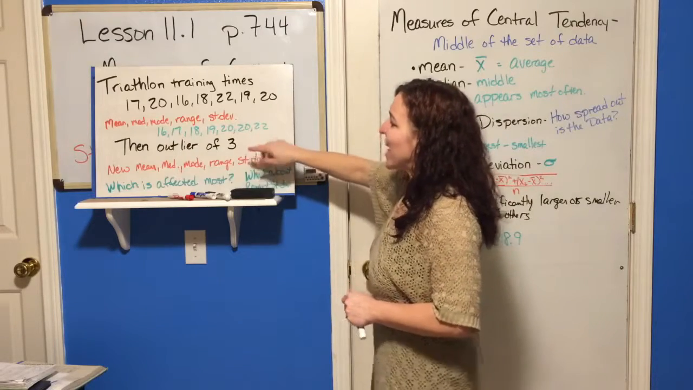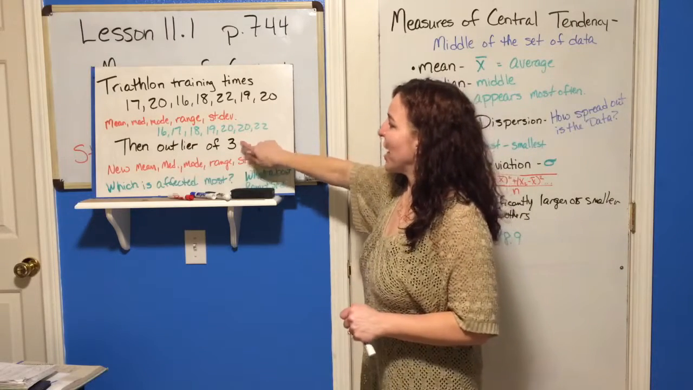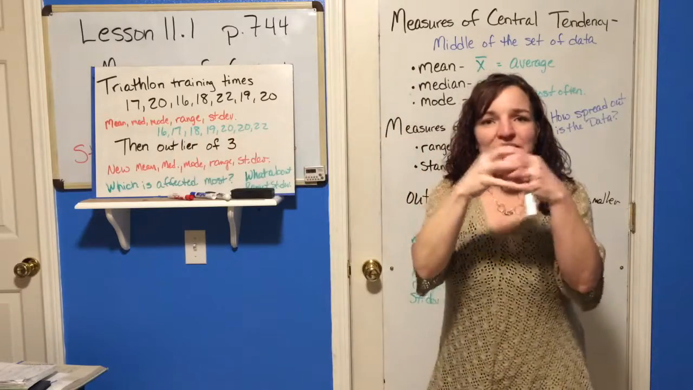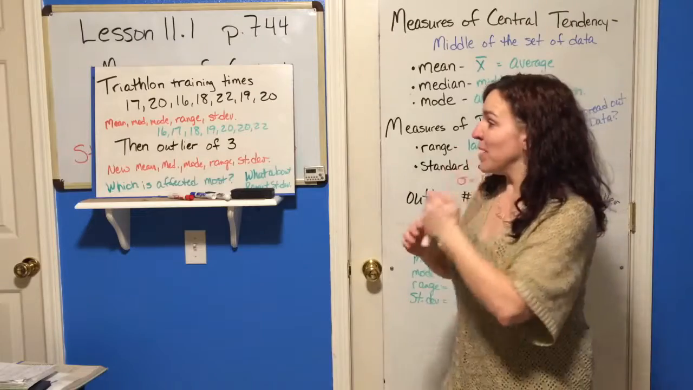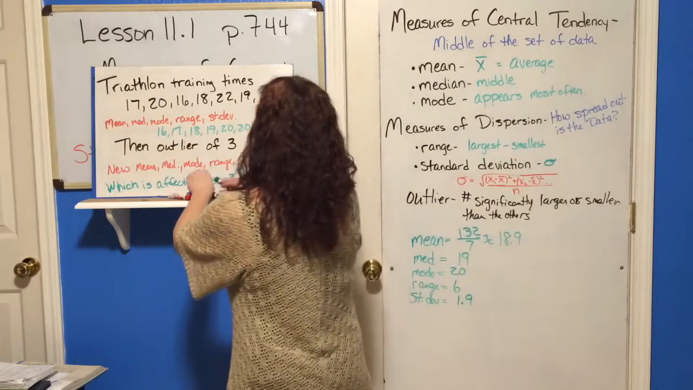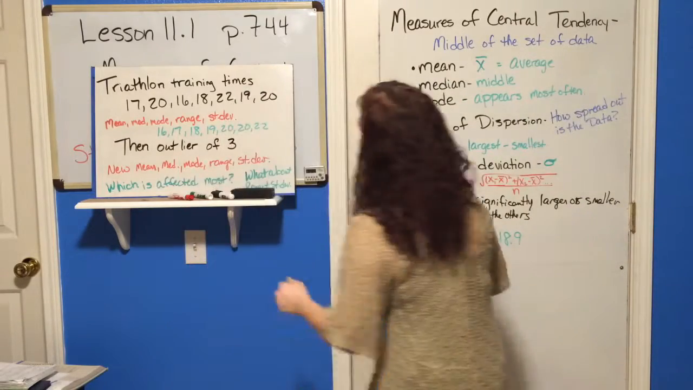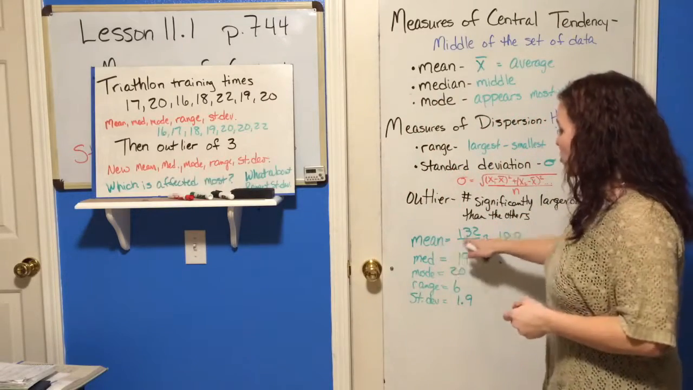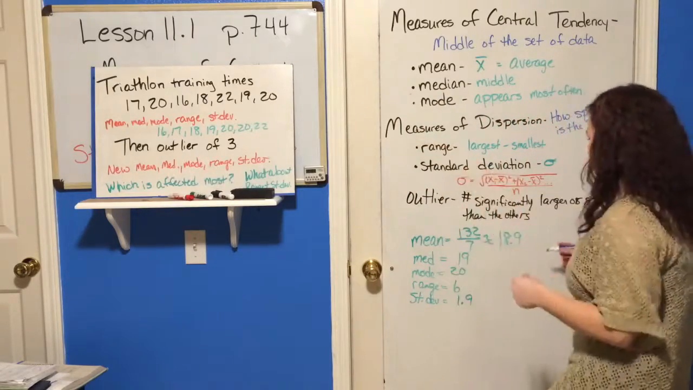What happens if we add that number of 3 into these numbers? These are all kind of clustered and they're all together. What happens to this mean, median, mode, range, and standard deviation if we add in that 3? So go ahead and do that. Start with your mean, and you already added up the 132, so just add 3 more to it.